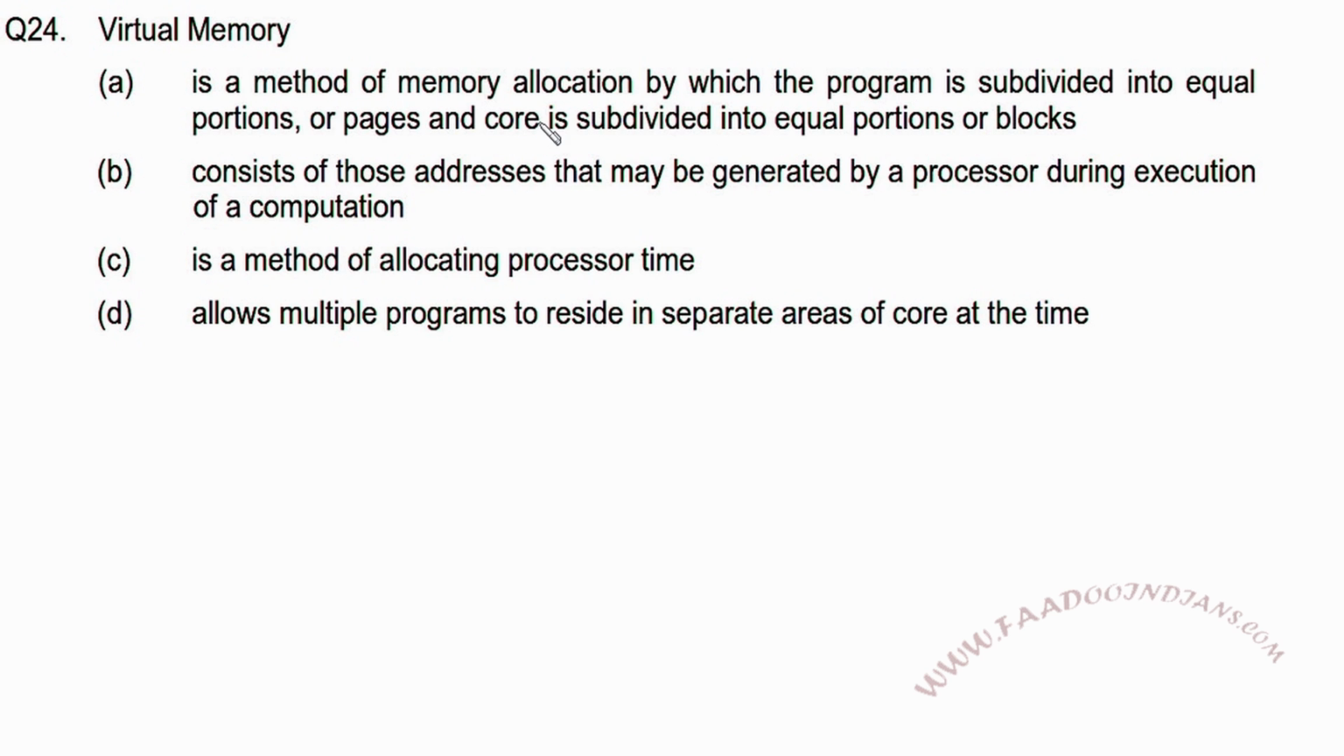24. Virtual memory is a method of memory allocation by which the program is subdivided into equal portions or pages and code is subdivided into equal portions of block, while it is not the definition of virtual memory. Consists of those addresses that may be generated by a processor, maybe, during execution of a computation. Well, this is correct. This is the actual definition of virtual memory. It is just the addresses, not the actual memory, and it allows multiple programs to reside in separate areas of code at a time. No, the other options are wrong. This is the right answer.